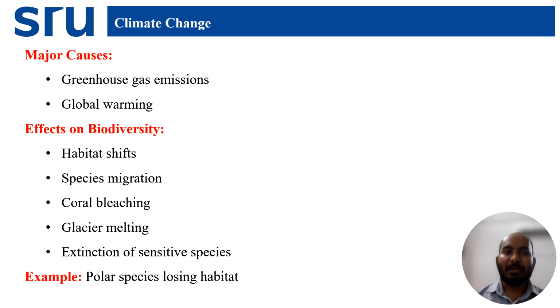The primary effects on biodiversity are habitat shift, species migration, coral bleaching, glacier melting, and extinction of sensitive species. These are the main effects on biodiversity because of climate change. Sensitive species may become extinct if they cannot adapt quickly to the environment. For example, you can see polar species which are losing their habitat because of climatic change.